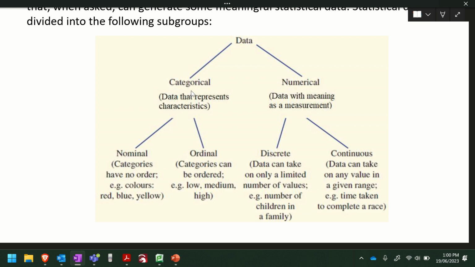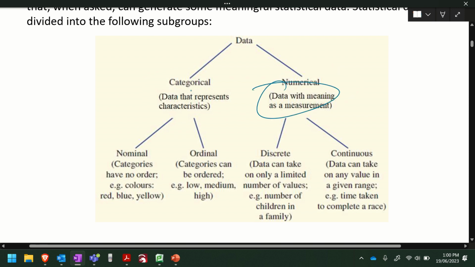Numerical, you're measuring or counting something. Okay, that's sort of the difference between the both. It's not always the case, but most of the time you can get away with thinking of it that way. As it says here as well, you can use this: categorical represents characteristics, it's describing, okay, and numerical data is with regards to measurement.